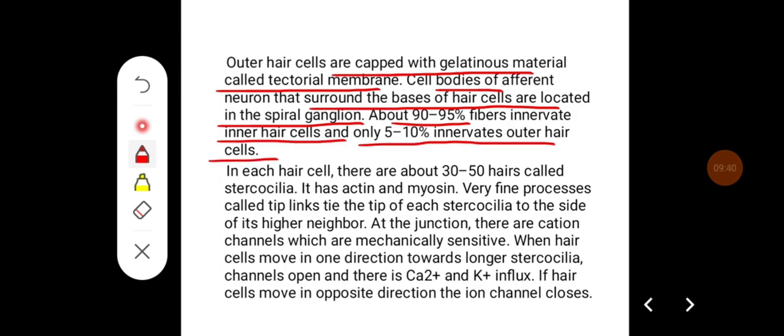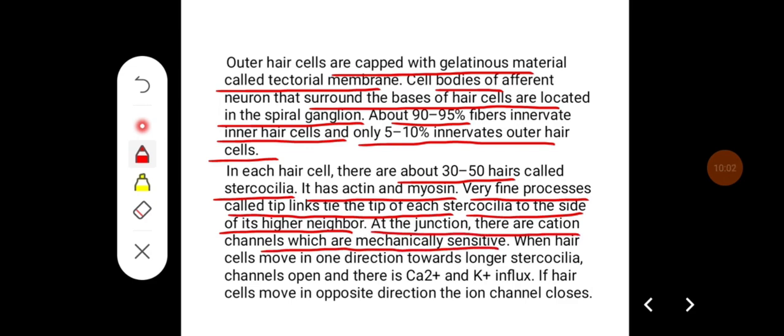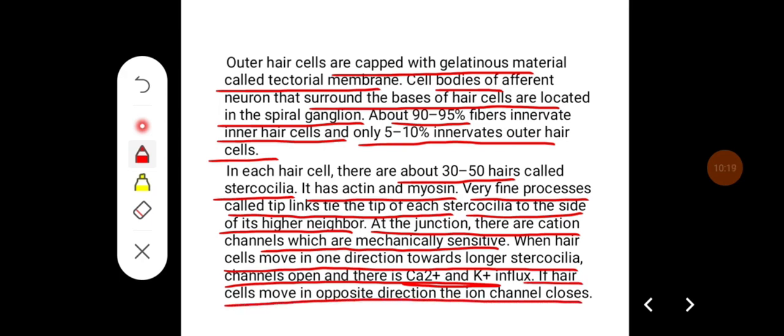In each hair cell, there are about 30 to 50 hairs called stereocilia, and they contain actin and myosin. Very fine processes called tip links tie the tip of each stereocilium to the side of its taller neighbor. At the junction, there are cation channels which are mechanically sensitive. When hair cells move in one direction towards the longer stereocilia, channels open up and there is an influx of potassium and calcium. If the cells move in the opposite direction, the ion channels close.